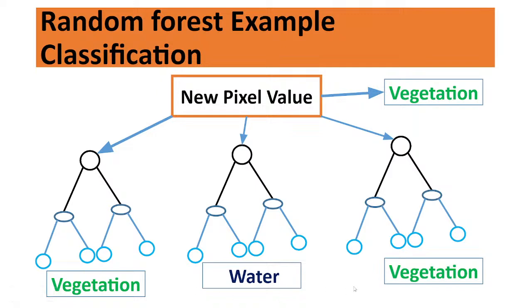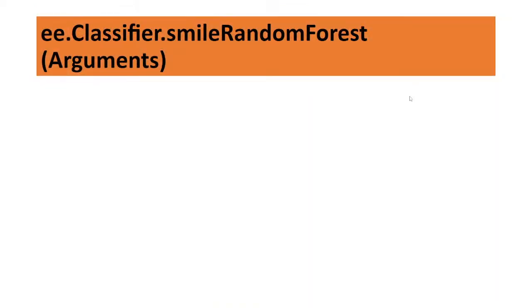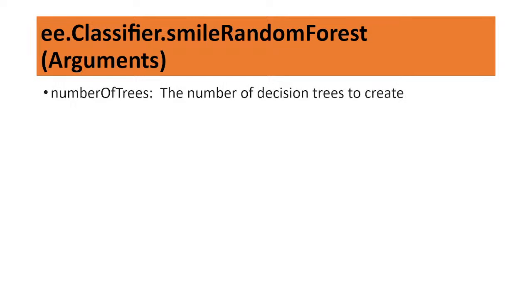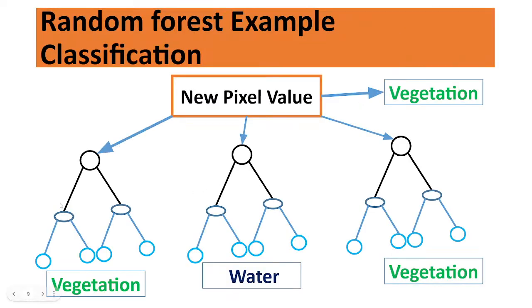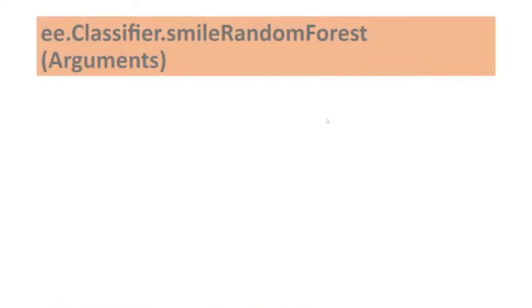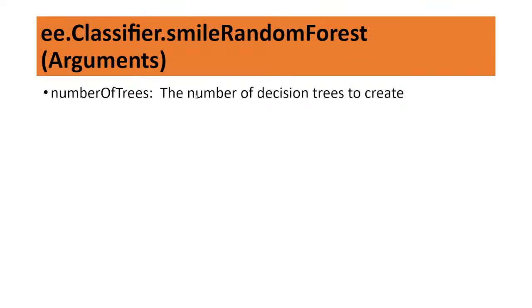So this time I can get the majority voting, which is the vegetation, and I can get the result of the vegetation. It also has some arguments, such as the number of trees. Mainly the number of trees is the number of decision trees to create. And what is a decision tree? In this example there are a total of 3 decision trees. Suppose it is one tree, there is another tree, and one more tree. So a total of 3 trees.